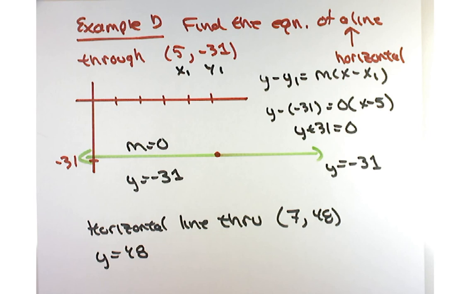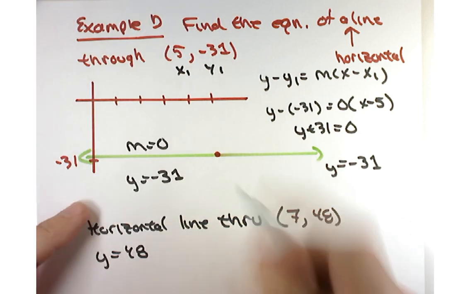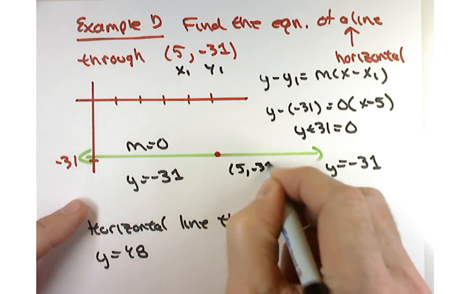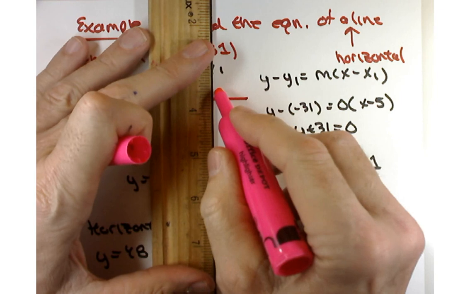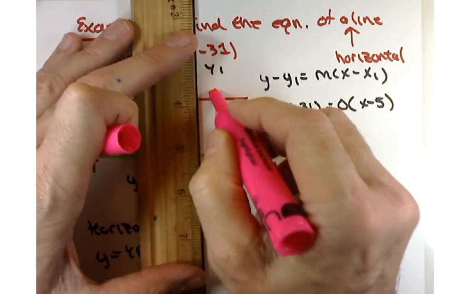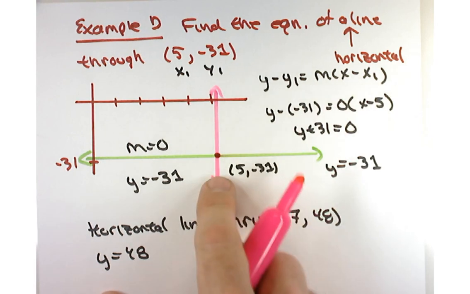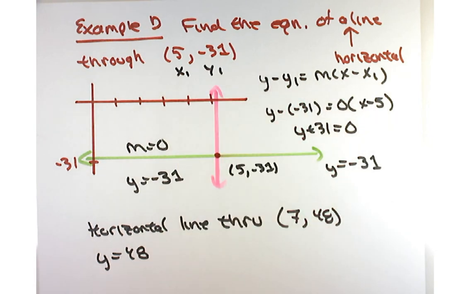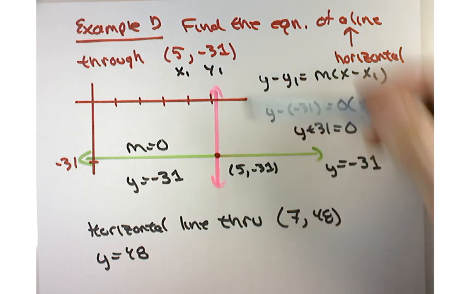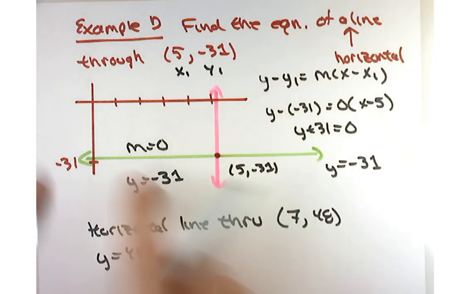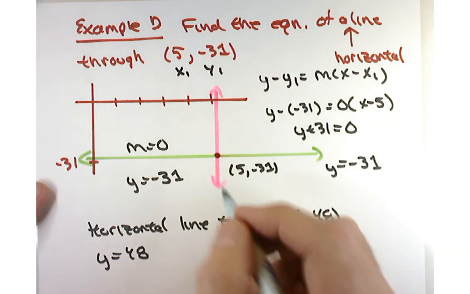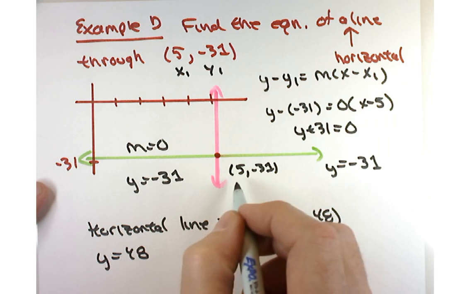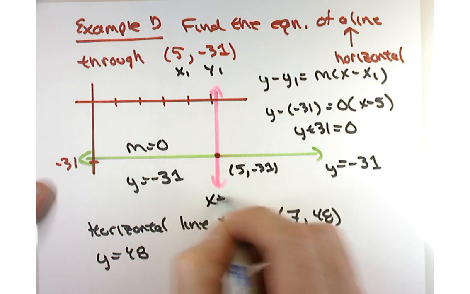How about if I wanted a vertical line? So this is the point 5, negative 31. What if I wanted a vertical line here? I'm not going to be able to get at this in the same way that I did just now, because what's the slope of this vertical line? Undefined. But in many ways, this is just as simple as this equation. I don't have a horizontal line, I've got a vertical line. And I want to guess what the equation is here. X equals 5. X equals 5, yay.